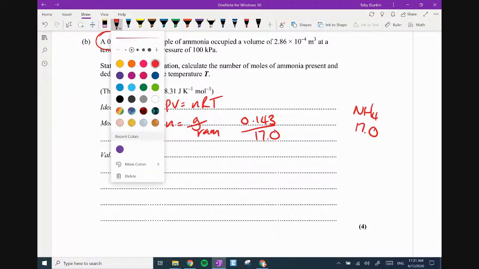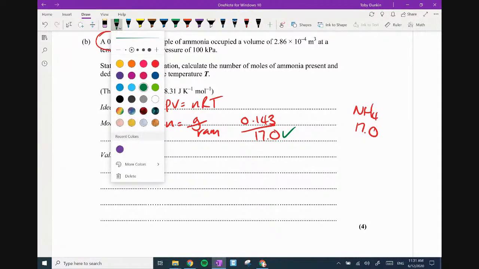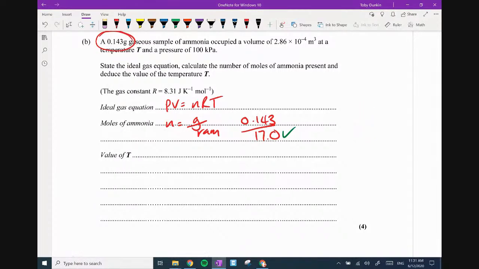There's your first mark, guys. Yeah, that will get you a mark there. Run that through your calculator. 0.143 divided by 17.0, and I get an answer of 8.41 times 10 to the minus 3, but I'm keeping it on the calculator. There's my moles. Right, calculate the value for the temperature. Reorganize for T. So T equals PV over nR. Yeah, over nR. That's why you can't use triangles.